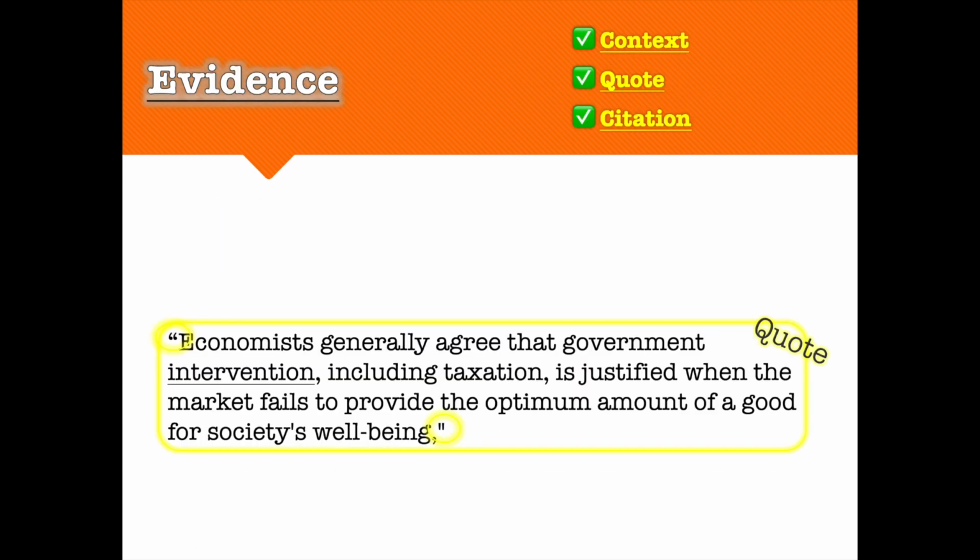So let me show you what it would be like if I just presented a quote to you without telling you anything about it. "Economists generally agree that government intervention, including taxation, is justified when the market fails to provide the optimum amount of a good for society's well-being." This sounds like a really good quote. It sounds super credible. Here's the problem though.